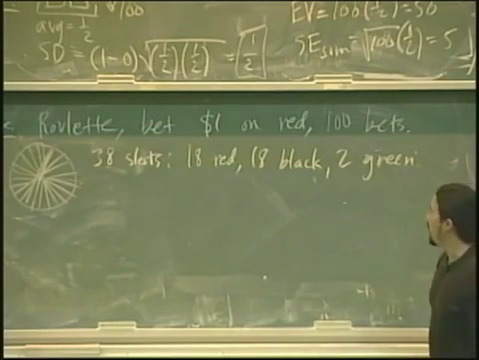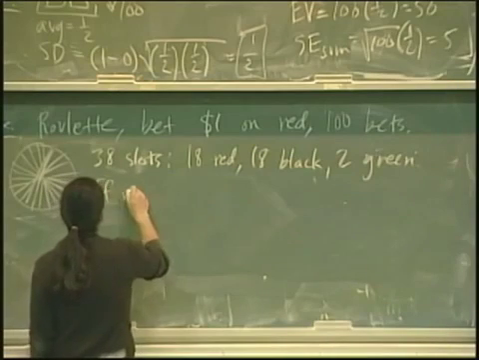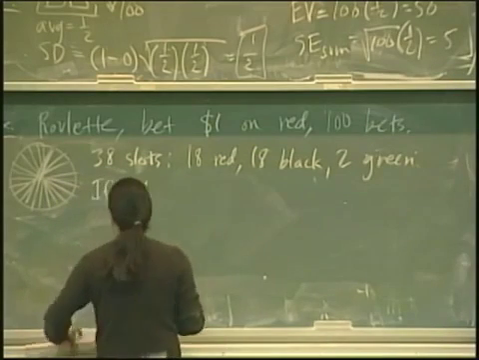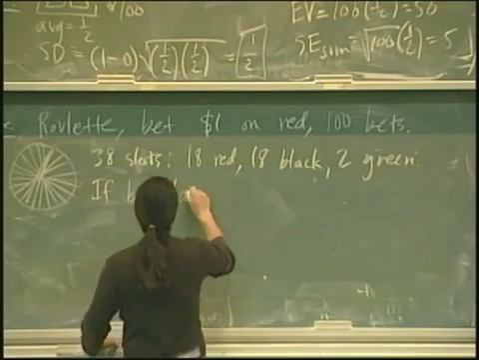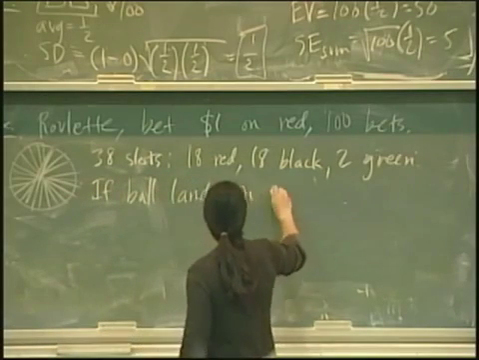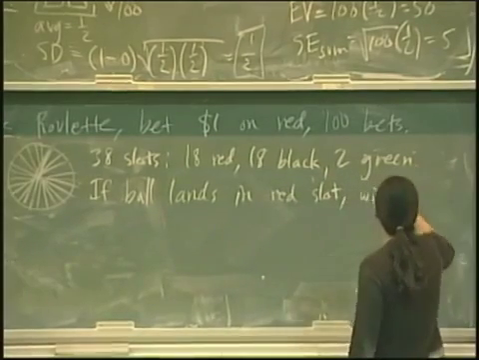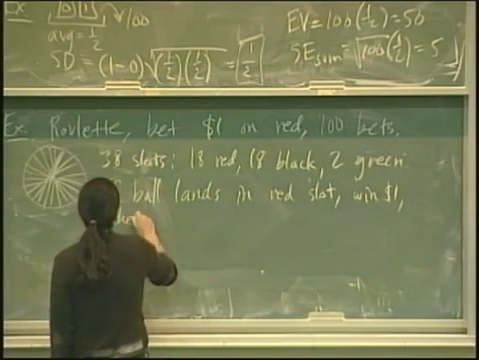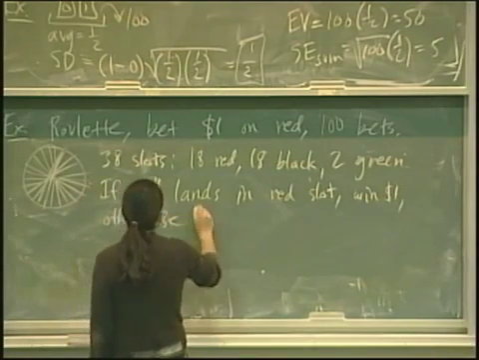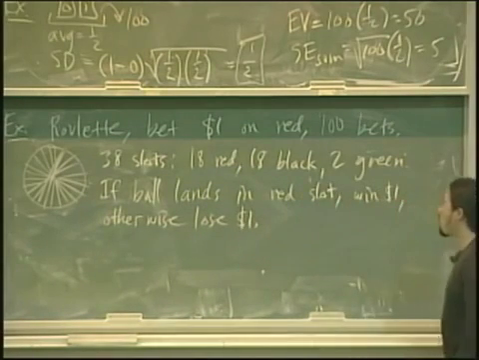So if you bet $1 on red, if red comes up, you win $1. So I should say it this way: if the ball lands on red, or lands in a red slot, win $1. Otherwise, lose $1.